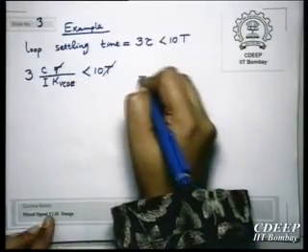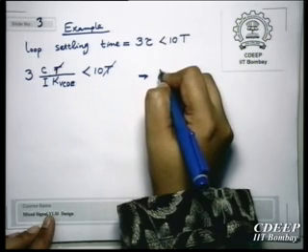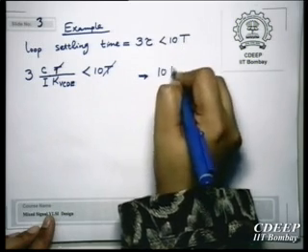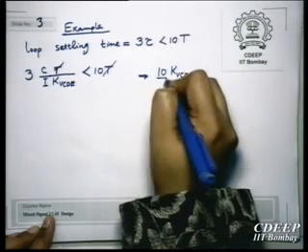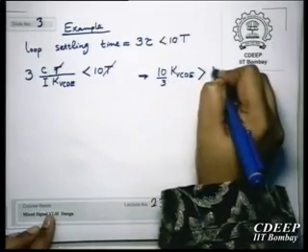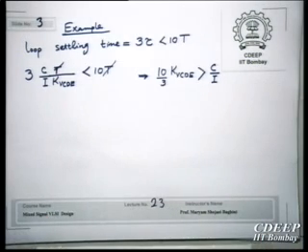So this means that 10 KVCDE upon 3 should be greater than C upon I. This is important for the design.